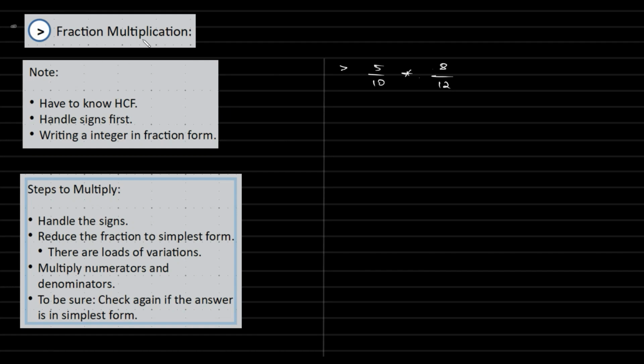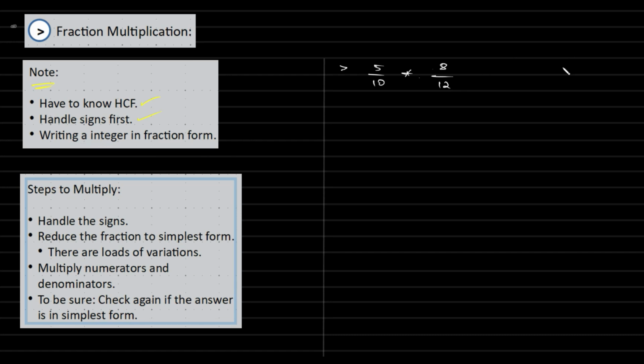Let's start off with fraction multiplication. Before that, we need to know the following topics. That is, we have to know what is HCF. We need to handle the signs first, and we need to know how to write an integer in fraction form.